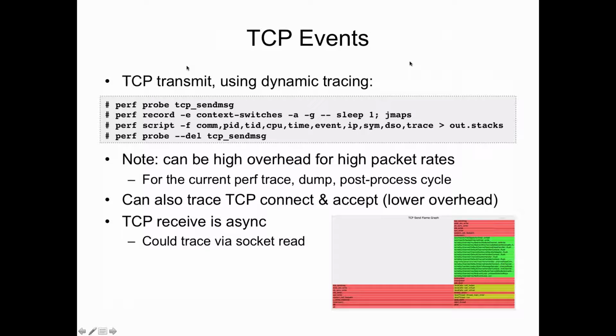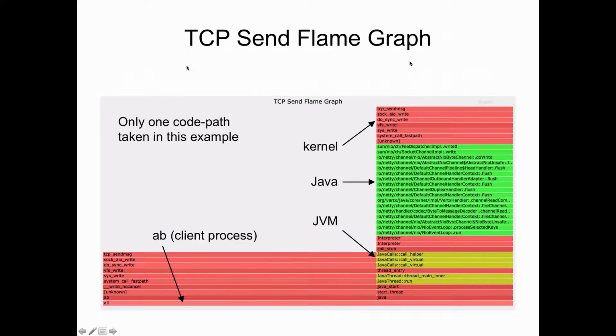TCP events. So here, just as an example of using dynamic tracing, I'm instrumenting TCP send message, and I want to copy and paste the whole command. It should be probe send message, sleep for 1 second, and then print it out. And I can see the full stack from start thread, JVM, Java, and the kernel to the point where we're doing a TCP send message.